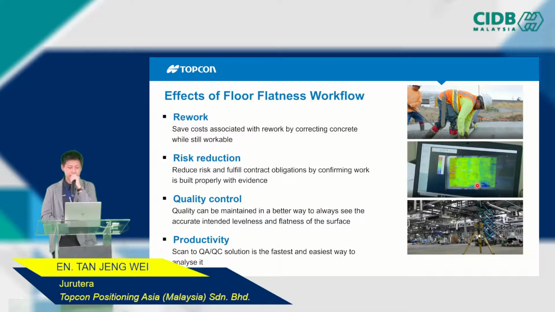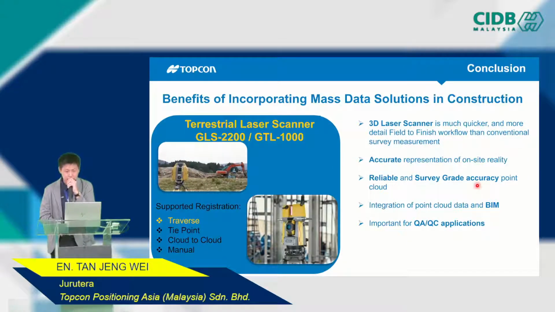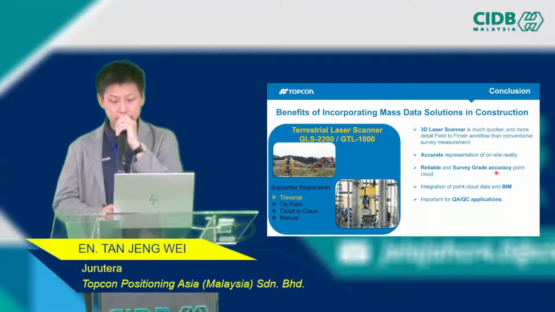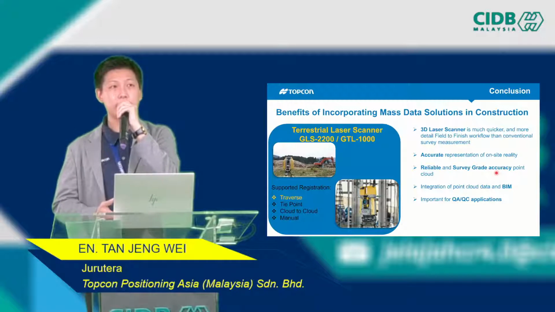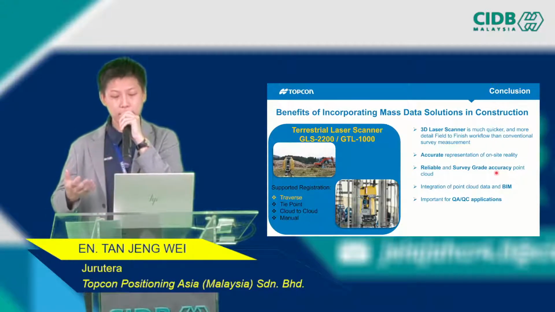And talking about the effect, of course, we can prevent rework, and then we reduce the risk, and we can control the quality, and also increase the productivity. So in short, the 3D laser scanner is actually a quicker and more detailed field-to-finish workflow than a conventional survey measurement, and we can always get an accurate result based on the point cloud. And of course, it is very reliable, and we actually apply survey-grade accuracy.